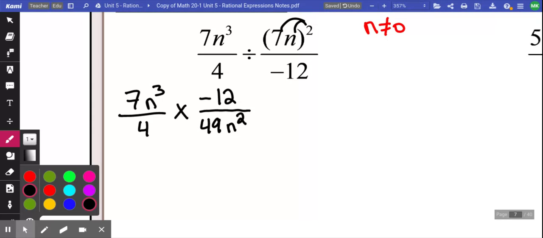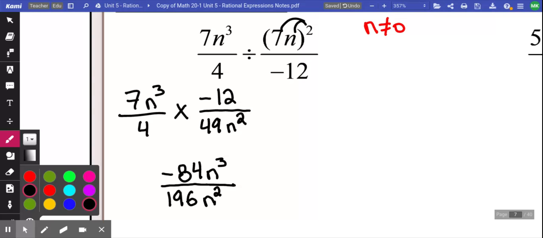Gorgeous. Once I've turned into multiplication, I'm going to multiply across the top. 7 times 12 is negative 84, n to the power of 3. In the denominator, 4 times 49 is going to be 196n squared. Oh man, if that's right, I think it's right.